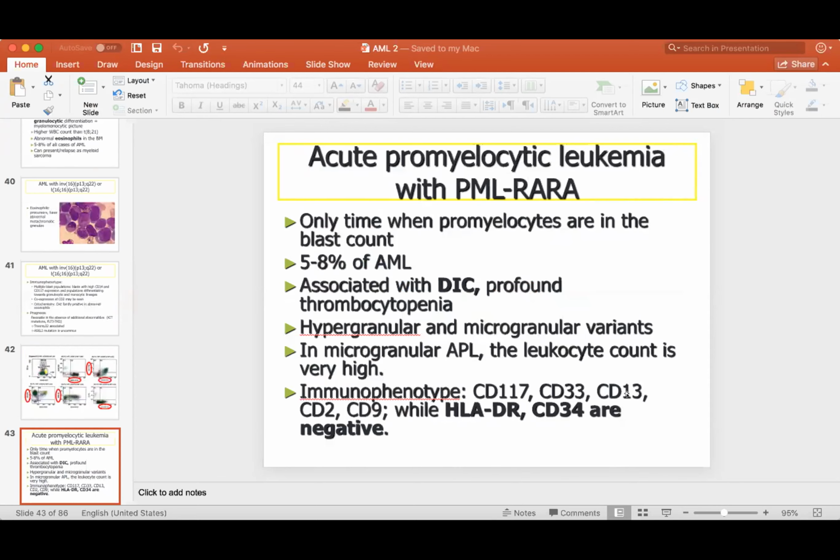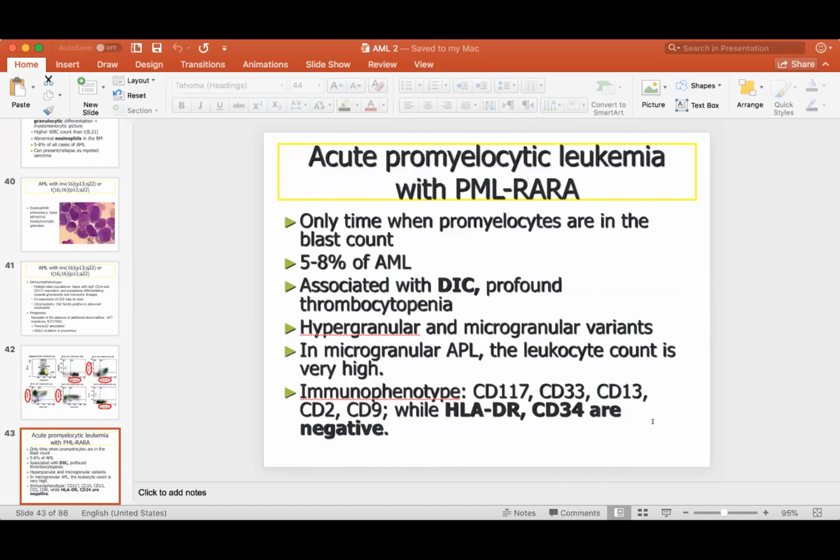The patient might have profound thrombocytopenia because of the DIC. There are two variants of acute promyelocytic leukemia: the hypergranular variant and the microgranular variant. The hypergranular is more common, and from the name, the hypergranular has more granules. The microgranular variant has a higher white blood cell count.